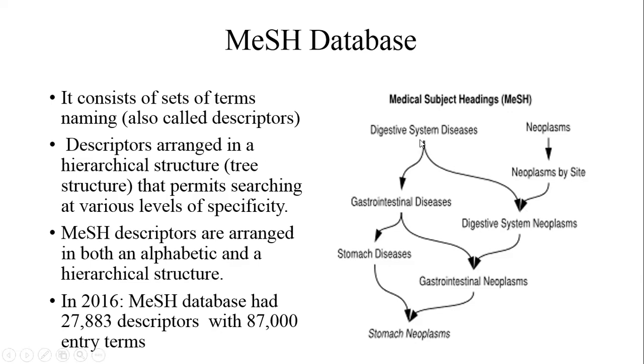Okay, on the other hand, we have clubbed this concept with another concept of cancer, that is neoplasm. So this neoplasm can be neoplasm by site. This site can be in the digestive system. Therefore the neoplasm occurring in the digestive system can be termed digestive system neoplasm. Okay, this digestive system neoplasm might also refer to gastrointestinal neoplasm, and eventually to go into a more specific way you can have stomach related neoplasm.